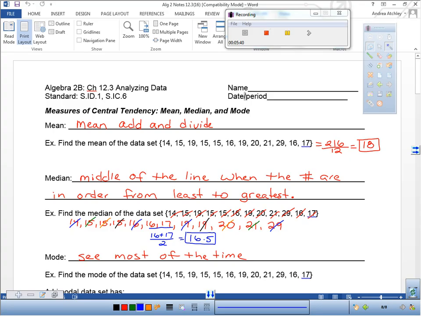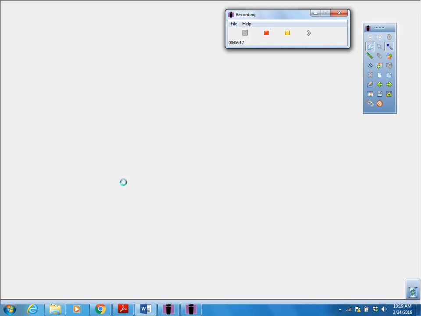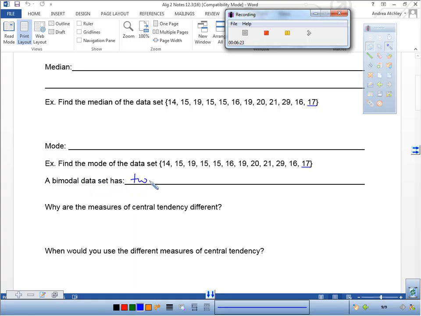Okay, what is the one that we see most of the time? 15. 15 is seen 3 times, so that is the mode of this data set. Sometimes you have 2 modes. A bimodal data set has 2 modes. So say 16 had an extra one, then 15 and 16 would be bimodal. Okay. Any questions over that?